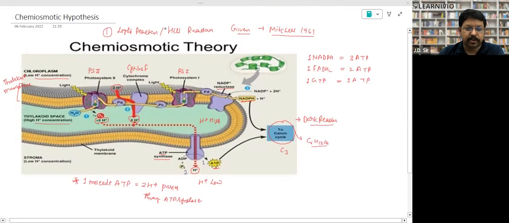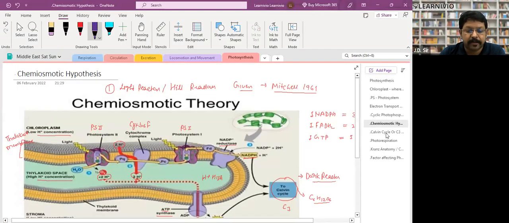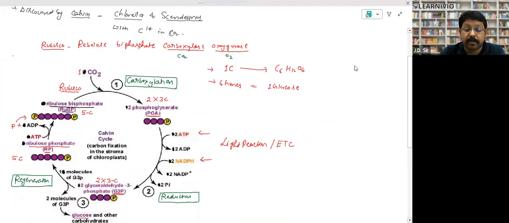Remember this theory was given by Mitchell. This question has been asked already. What is the Hill reaction? Even this question has been asked. Breakage of the water molecule is called the Hill reaction, right? Then now we come to the second half, the Calvin cycle.